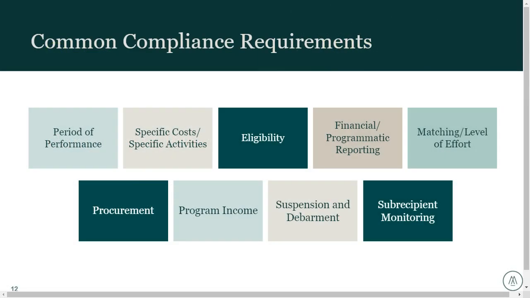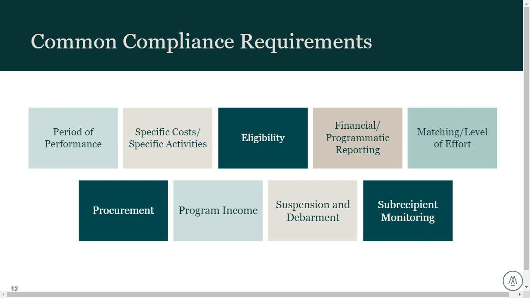Okay, what are those common compliance requirements? If you have a federal award from a federal agency, then it's governed by the Uniform Guidance, which is 2 CFR 200. You'll hear us call it and others call it Uniform Guidance or the CFR, which consists of a total of 12 compliance attributes, some of which you'll see here on the screen.